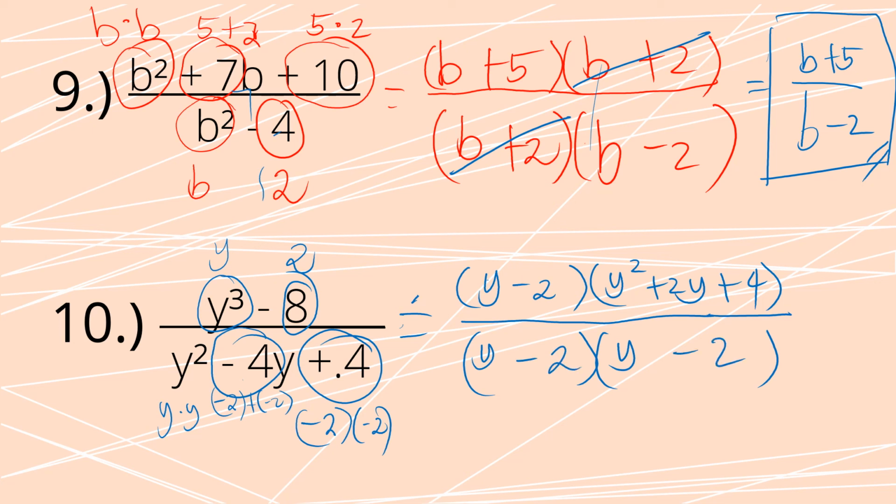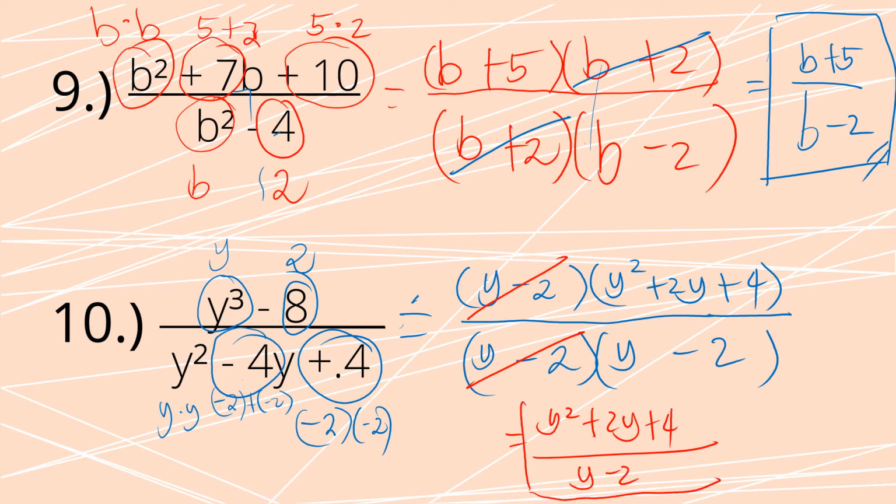And obviously, from that given, pwede na natin i-omit si y minus 2, because that will be equal to 1. So our final answer would be y squared plus 2y plus 4 all over y minus 2. Okay, so that's it. So that is how we simplify the rational algebraic expressions.